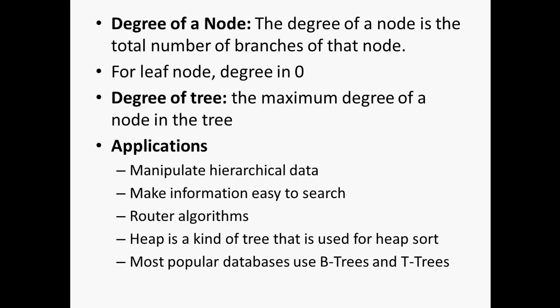They are also used in routing algorithms. A router is a network device used for networking, and the logic of the algorithm written in that router is also implemented using trees. Heap is a kind of tree that is used for heap sort. Heap sort is one of the sorting techniques which uses the heap, a kind of tree. And also most popular databases use B trees and T trees for their implementation. A database is used to store user data, and it is implemented using B trees and T trees.